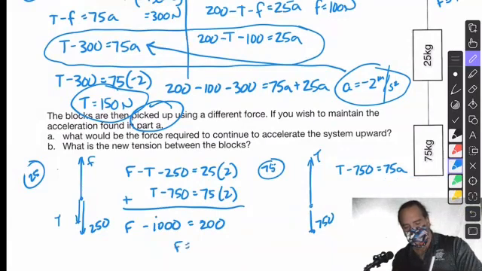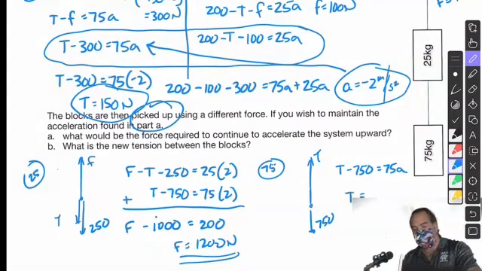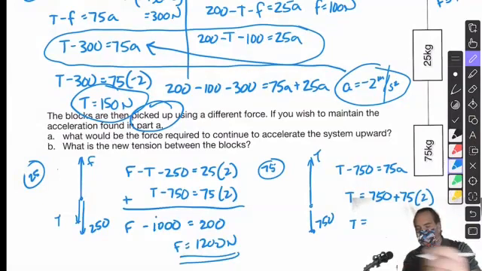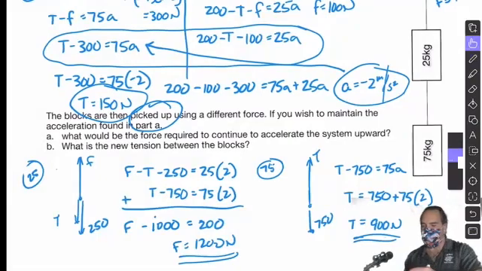So force equals 1,200 newtons, like we thought. But doing it this way gives us the ability to figure out what the tension is. We don't actually need this 1,200 to do the tension, though. Tension is right here, 750 plus 75 times 2, which gives me a tension of, well, that's 750 plus 150. So is that 900 newtons? There we go. My head might be in the way, though.